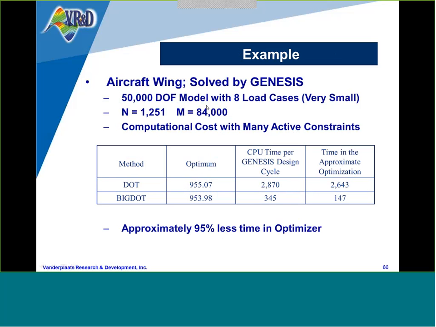An aircraft wing solved with our GENESIS code. This is a small model, 50,000 degrees of freedom. Today we work with 10 million degrees of freedom routinely. 1,250 design variables, 84,000 constraints.